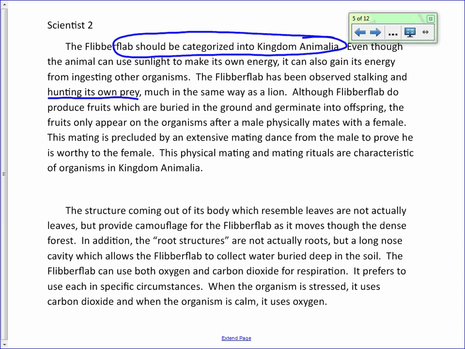All right. What's another piece of evidence that they use? The fruits only appear on the organisms after the mating is observed. Excellent. So there's some sort of physical mating process that happens here. That's not typical of plants. All right. Most plants just release pollen in the air and then it goes to another flower. There's actually a physical mating process that happens here. It's a very animal type thing.